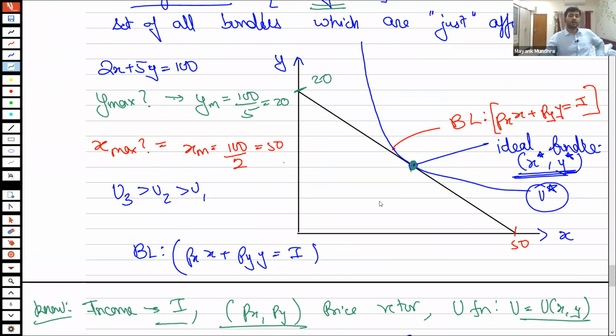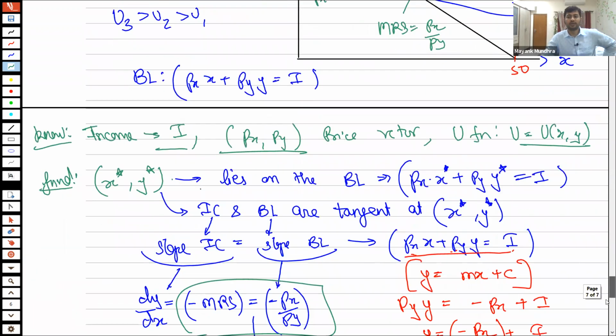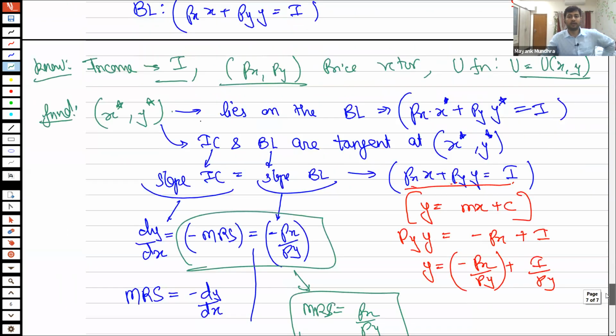So at this point, the equations that I have are MRS equals Px upon Py, and another condition is that Px x plus Py y is equal to I. If I solve these two equations, I can get my solution.